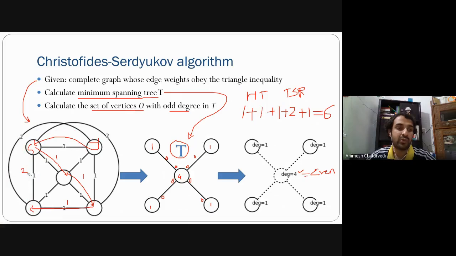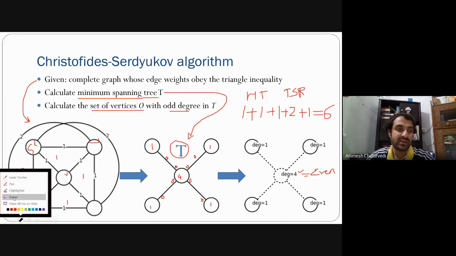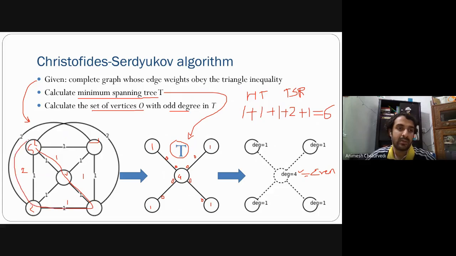We'll draw it more smoothly so we get a better understanding. So you go like this, then this.